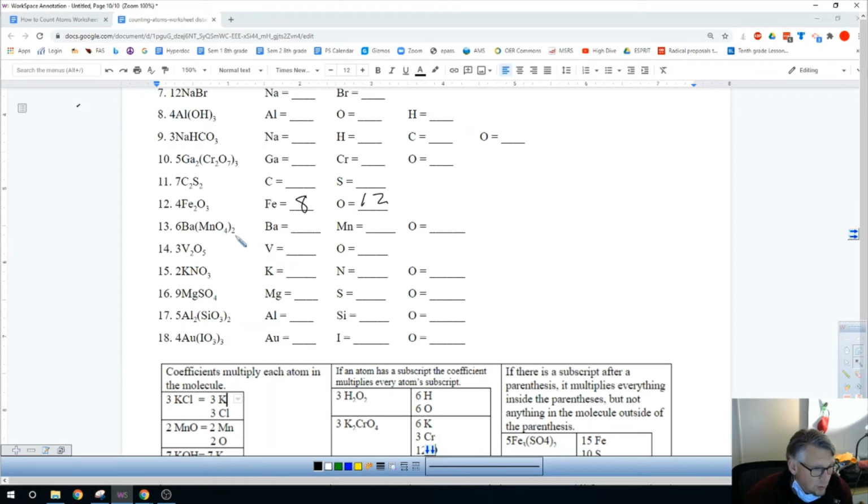We have 6 Ba(MnO4)2. So this 2 is going to go to everything that's inside the brackets. So Ba, we have 1 Ba times 6 is 6. So we have 1 Mn inside the bracket times 2 is 2, times 6 is 12. And then we have 4 oxygens times 2 is 8. And then 8 times 6 is 42.